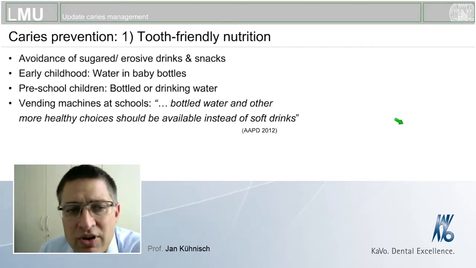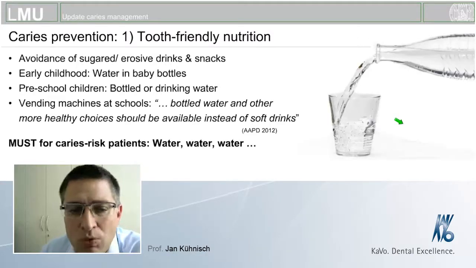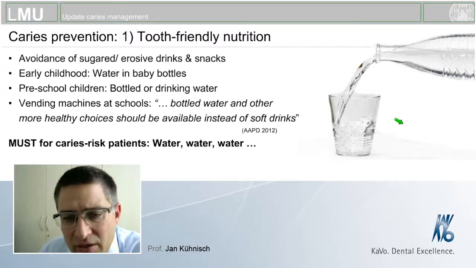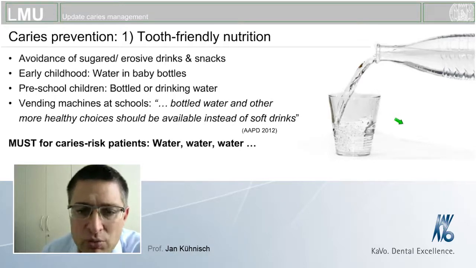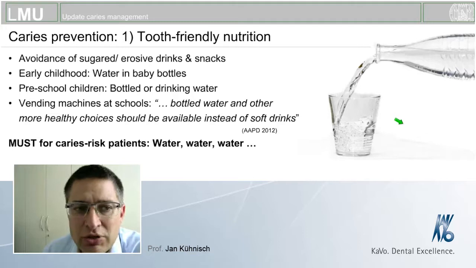The first part is to safeguard a tooth-friendly nutrition. It means to drink non-erosive, non-cariogenic products, and it means we need water, water, and water. This is a must for caries risk patients. In the case that they are not following this recommendation, we will see residual caries, we will see secondary caries, or we will see that the situation was not changed, especially in early childhood caries patients, that we perform a GA, and 1 or 2 years later many, many new lesions will be there. I think that's the major reason for the caries process, and this has to be changed by the patients.